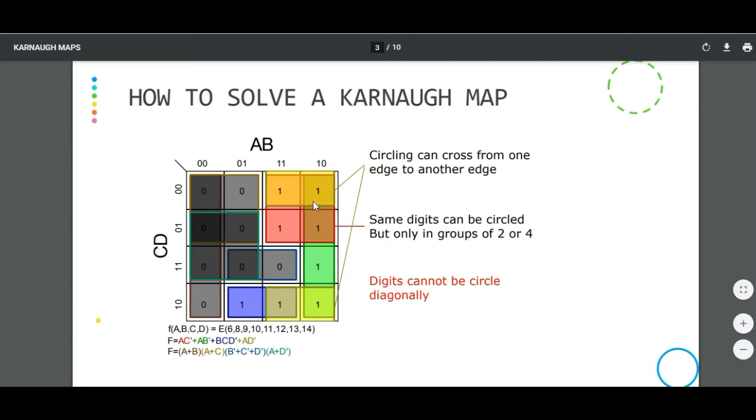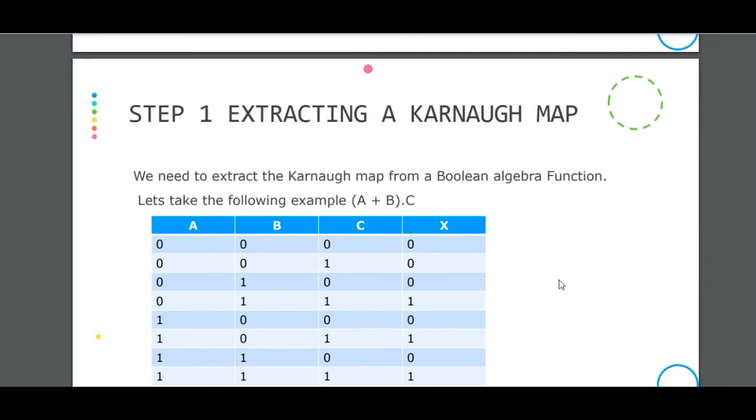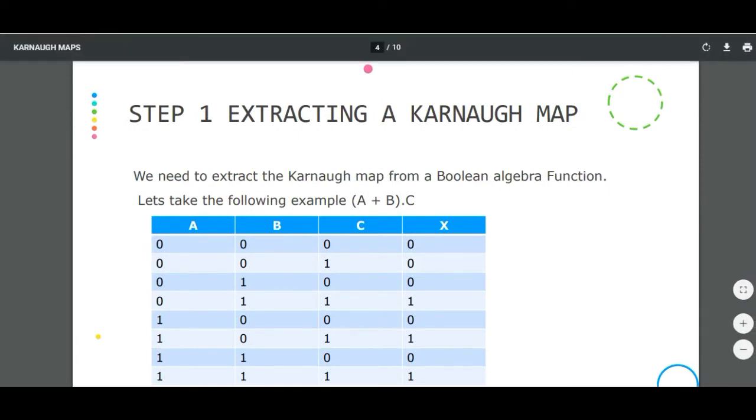So this is a rather big Karnaugh map that usually comes with 4 Boolean variables, as here A, B, C, D are used. If it's 3 variables, it will be like 4 on one side and 2 on this side, making 8. But here we have 16 squares because there are 4 variables in the Boolean algebra. However, digits cannot be circled diagonally. Okay, let's move on. We are going to learn step by step how to extract a Karnaugh map.